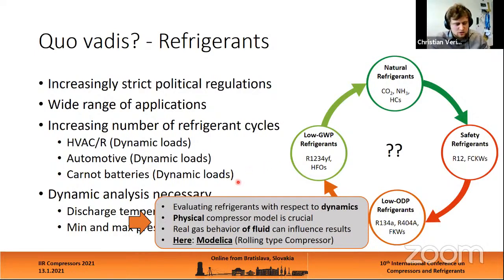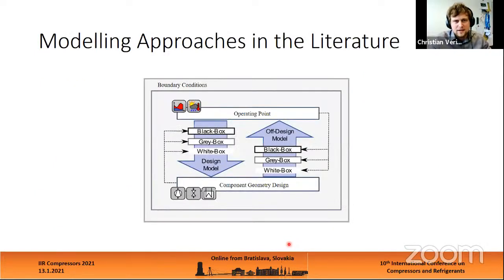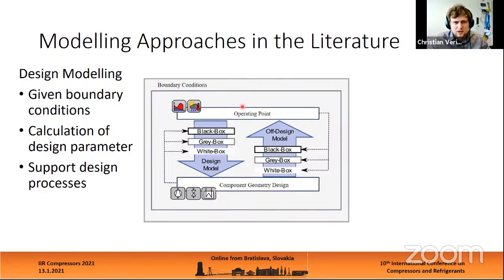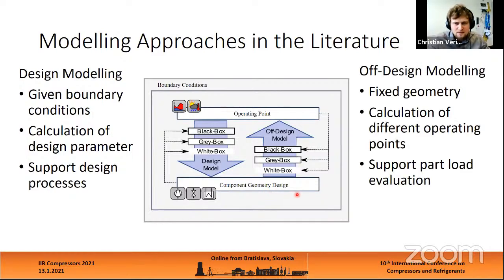Here we chose Modelica, and we have an example with a rolling piston type compressor, because Modelica is able to cover dynamic systems, which is quite helpful for us because we don't need to solve the differential algebraic equation systems ourselves. We distinguish between two modeling approaches. On the one hand, the design modeling approach: we use our operating point and black box, gray box, or white box models as a design model to support our design process regarding the component and geometry design. Going the other way, we have the off-design modeling with a fixed geometry, where we do the calculation for different operating points, which supports dynamic assessment and controller design.